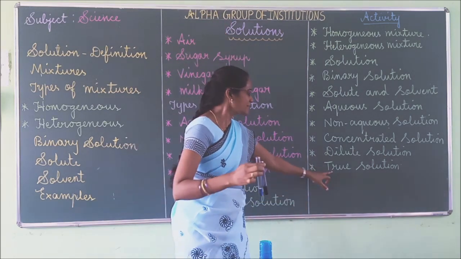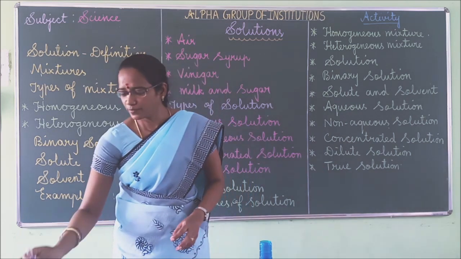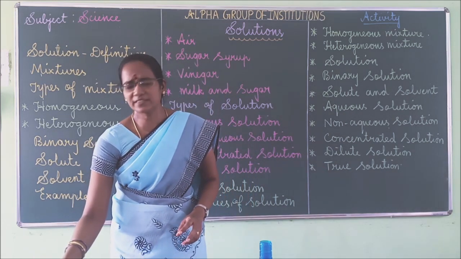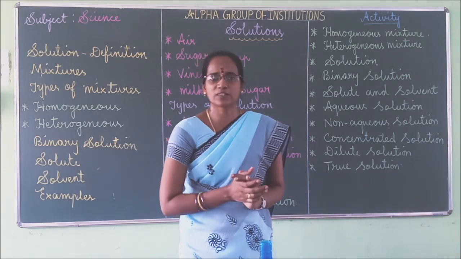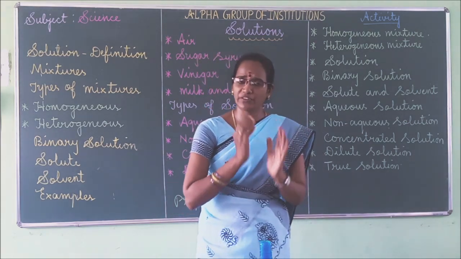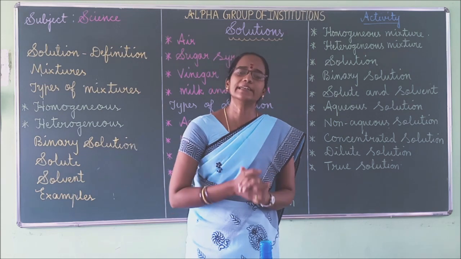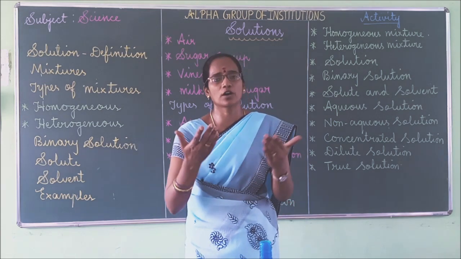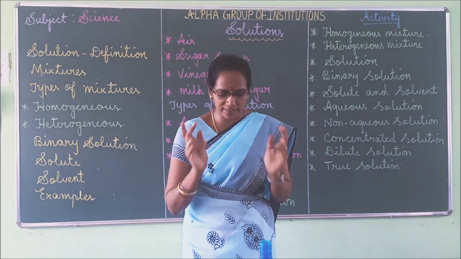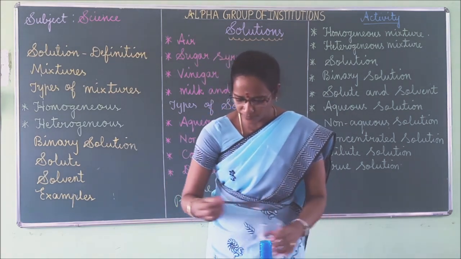Good. The last one, true solution. True solution means it is nothing but a solution that is uniformly mixed. Okay, a solution which is uniformly mixed is called the true solution. Okay, true solution is made of two or more different substances. The last experiment.